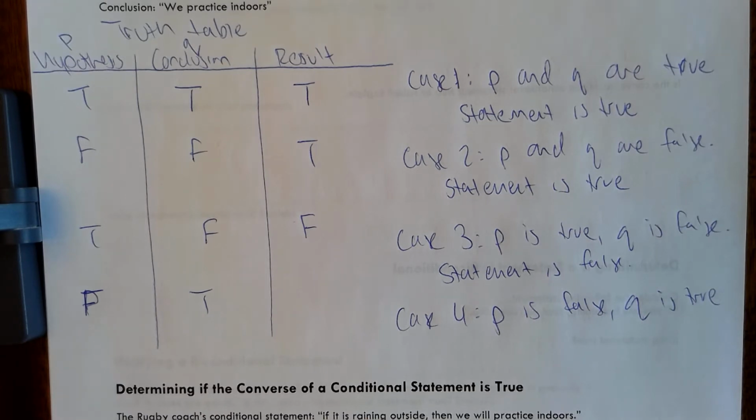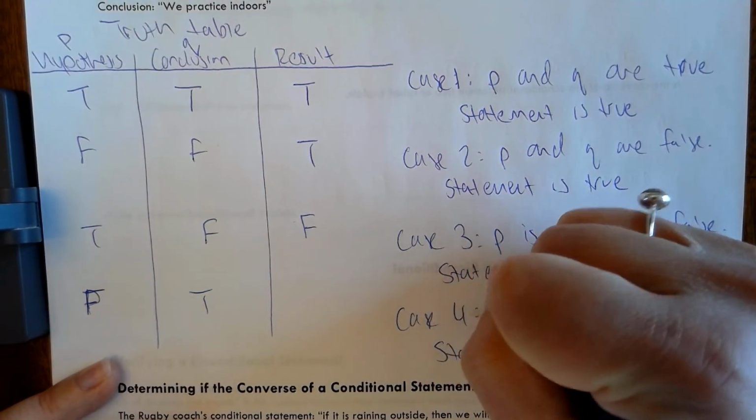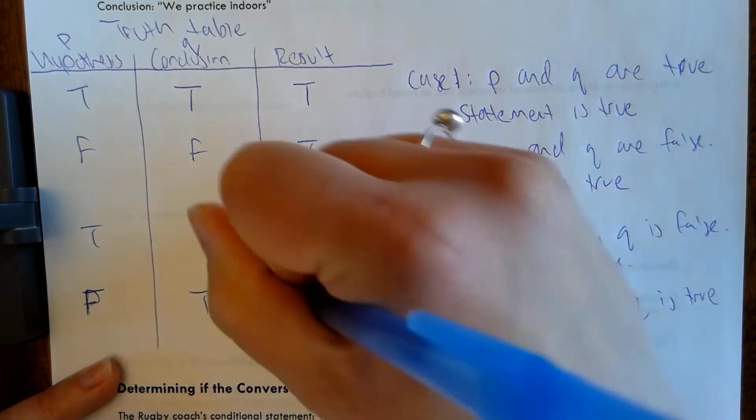Is that original statement still true, or is it now false? Well, it's nice outside, but we're going to practice indoors. Maybe there's a different reason we're going to practice indoors, but that doesn't make our coach lying to us right now. It's still a true statement because it just happens to be nice and we're practicing inside for some reason. So it's still a true statement for him to say, when it's raining, we're going to practice indoors. When it's nice out, we can practice indoors too. Maybe we're just feeling indoors right now. So the statement is true.